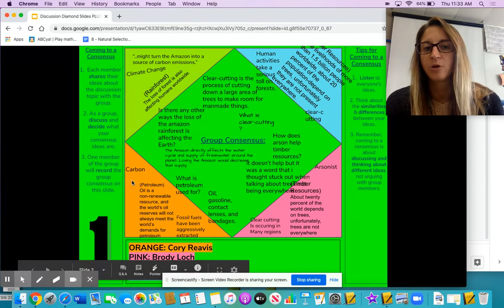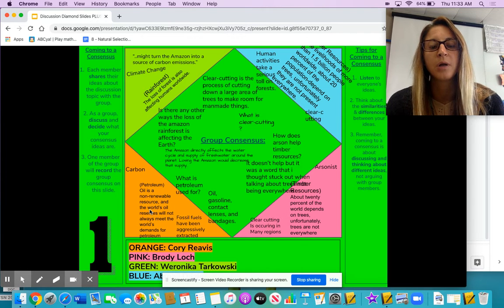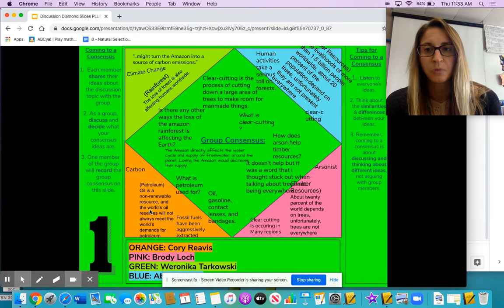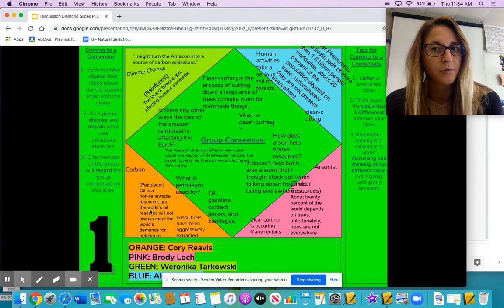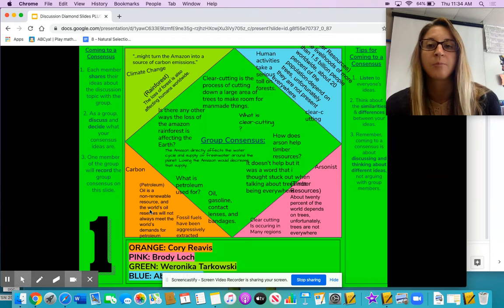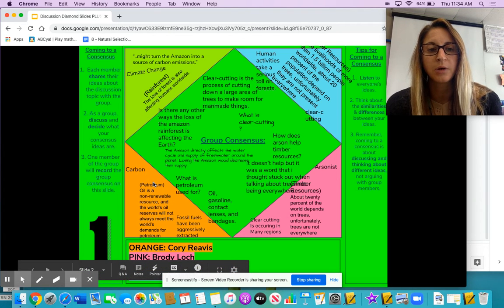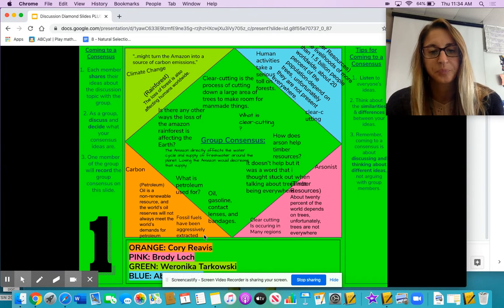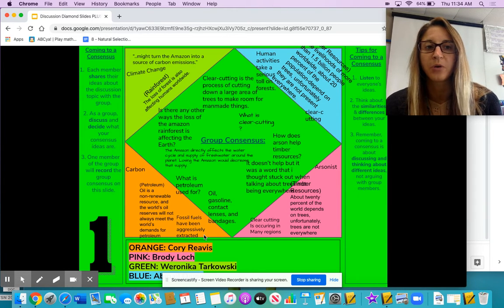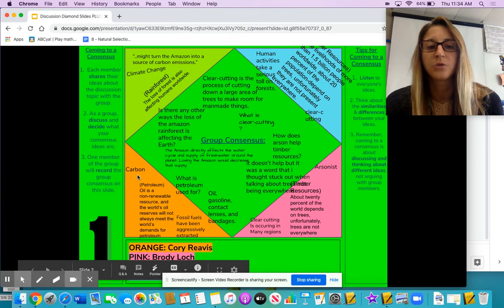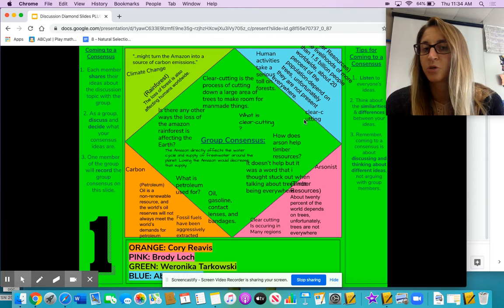Then in their triangle, still independent on their own, they were asked to find a phrase, three to seven words that they thought were essential and really needed to be shared out from their article. It could not come from the sentence they already chose. You can see here, this student had petroleum in their phrase: fossil fuels have been aggressively extracted. The next step was to pick one word. If they could take one word away from their article and share one word with the rest of the class, what would that one word be? For this student, he chose carbon. For this student, on timber resources, they chose clear cutting.